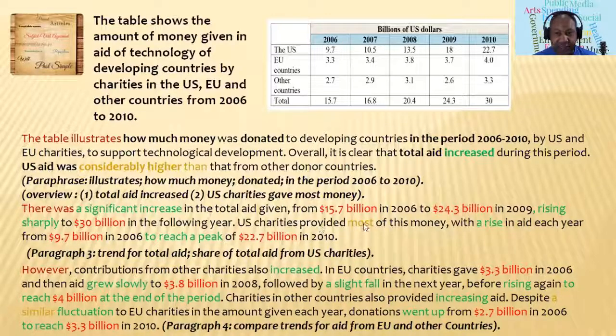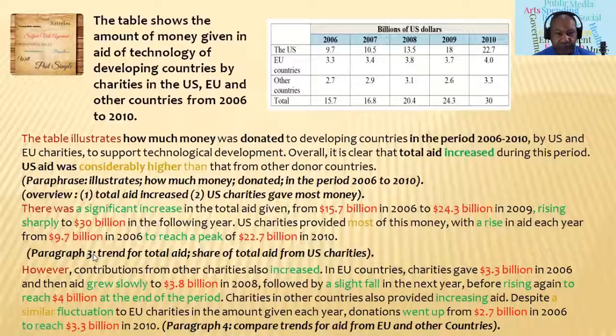US charities provided most of this money with a rise in aid each year from 9.7 billion in 2006 to reach a peak of 22.7 billion in 2010. 9.7 peaks at 22.7. Correct. So this paragraph talks about the overall increase in aid and the US's contribution and increase to this.